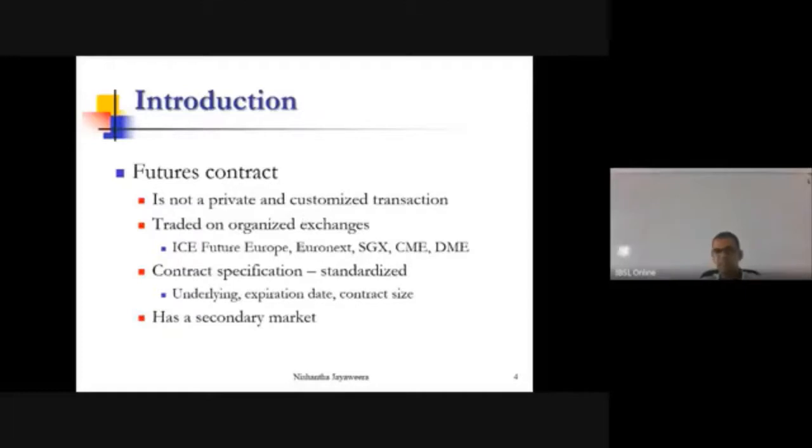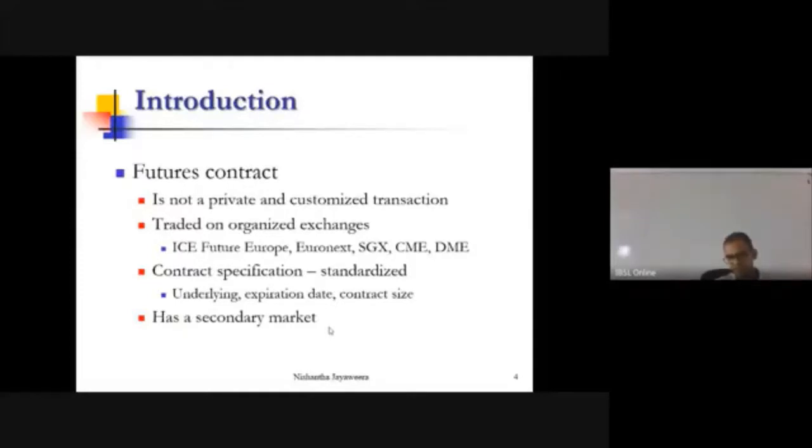So that is the difference between futures and forward. Because of this standardization, it is easy to trade in the secondary market. You enter into a transaction to buy a future with one party, then you can enter into a transaction to sell the same thing with another party. Or you enter into a sale, then you can buy it back from another party. Like a bond, you bought it from the primary market and you sell it in the secondary market.